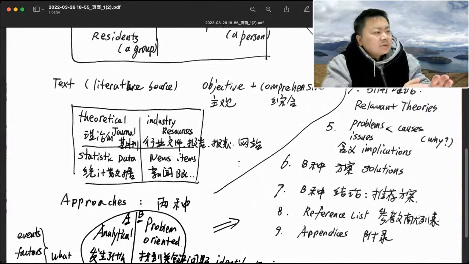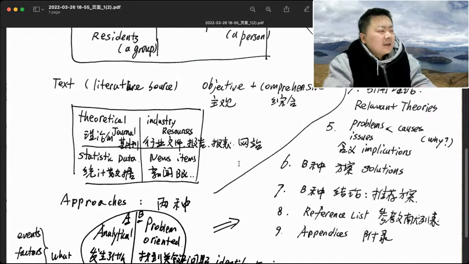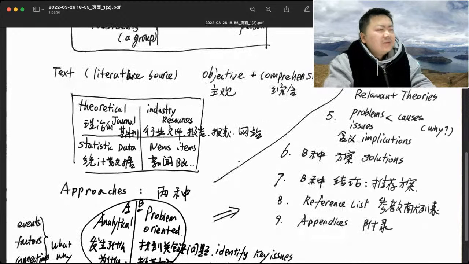Next is about what exactly to write. They use the words literature source. Literature. That's different from novel or literature books. By using literature, it actually means there are four types of resources that I can use in order to make it more objective or comprehensive. I guess if I add a word, that would be convincing, right?